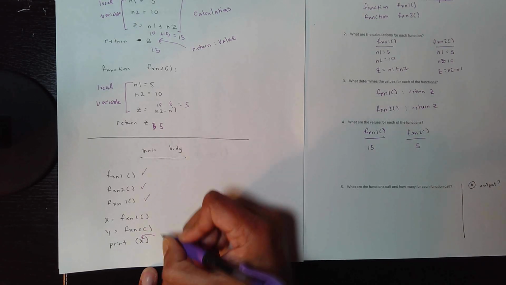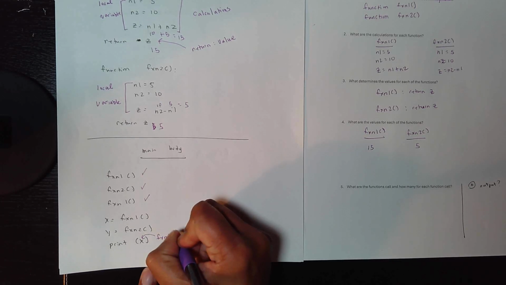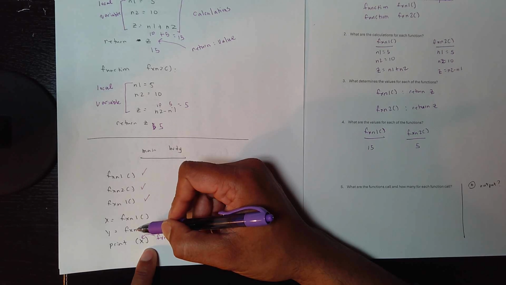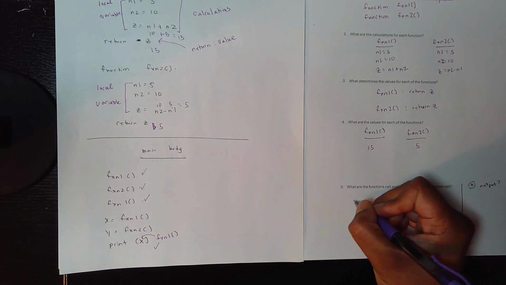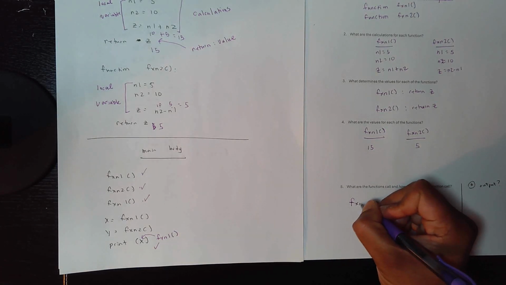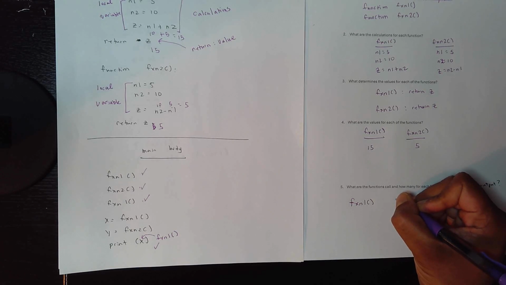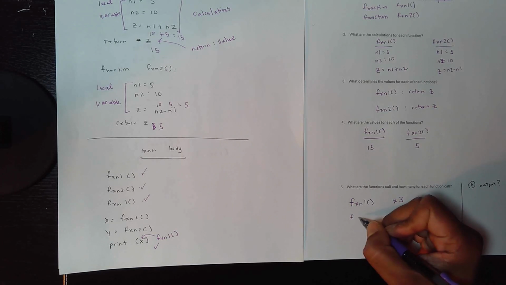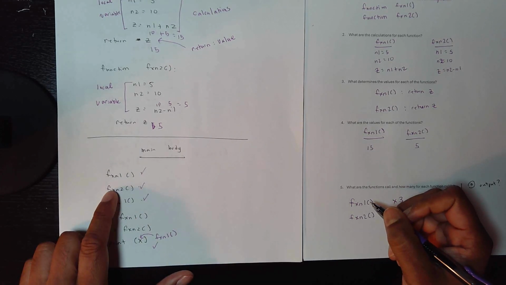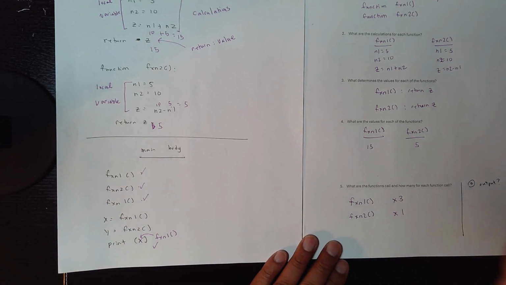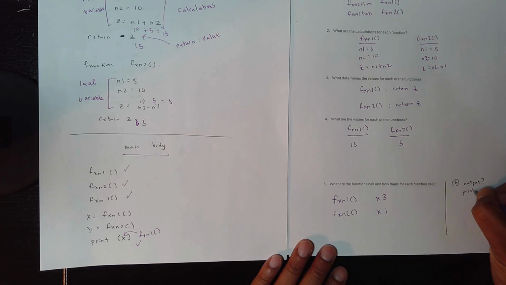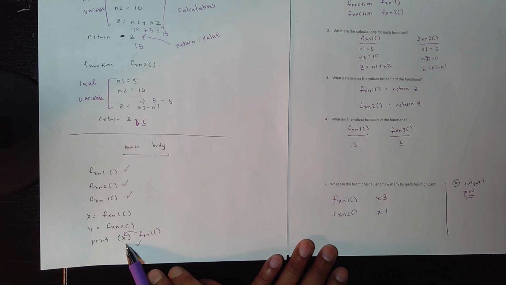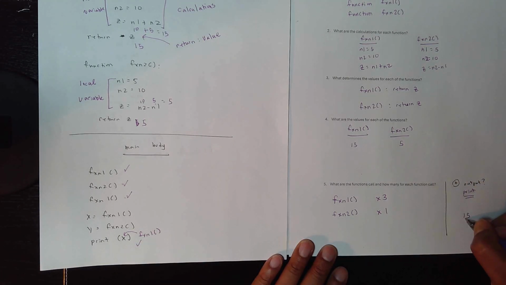Here, my x value is what? Function 1. Because there's no equal sign, you assume that it's being called. So this is a call. 1, 2, 3, 4. So my function 1 is called how many times? It's called 3 times. My function 2 is called how many times? Just once. Okay? So now what is my output? My output, I simply observe the print. What is my print? My print is function 1, which is 15. That's my output.